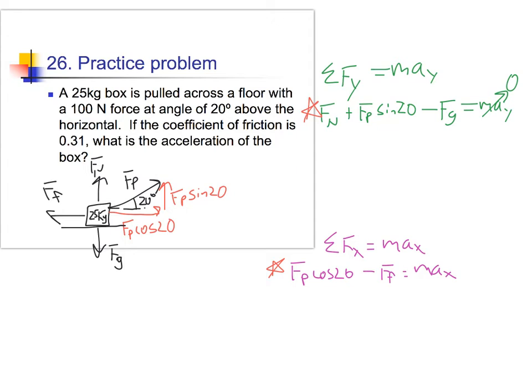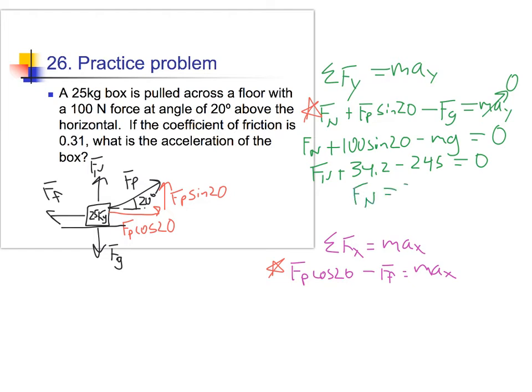And then I can say Fn plus 100 sine of 20 minus mg, subbing in for that force of gravity, is equal to 0. I end up then getting Fn plus 34.2 minus mg, so 25 times 9.8, or 245, equals 0. And then I end up getting a normal force of 210.8 newtons.